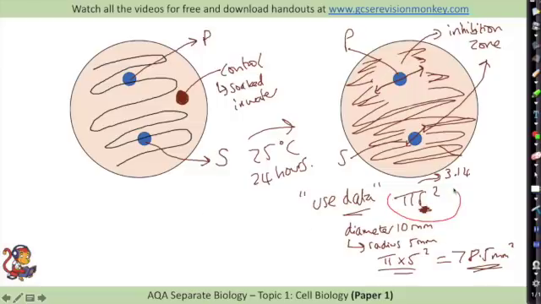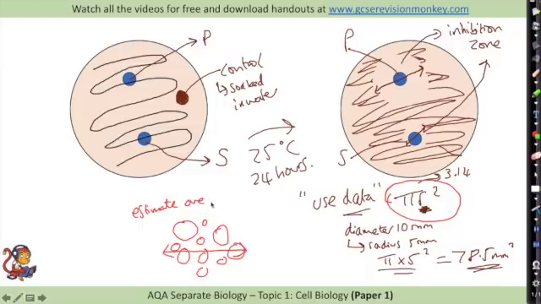As well as using pi r squared to measure the area of the zone of inhibition, they may well ask you to estimate the area of some bacterial colonies. So if you see lots of colonies like this, it's quite difficult to calculate the area of all of them individually. So you can calculate the area by measuring across with your ruler the diameter and then dividing it by 2 to get the radius and doing pi r squared.